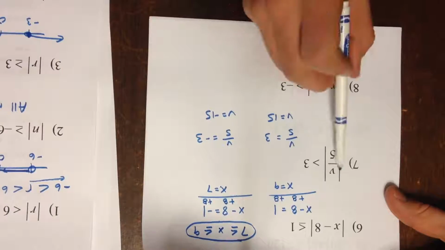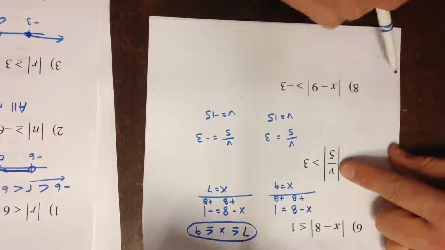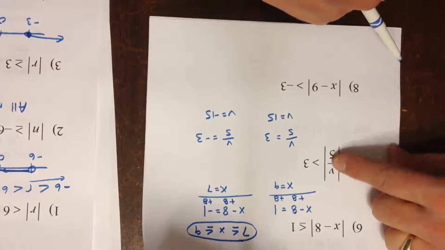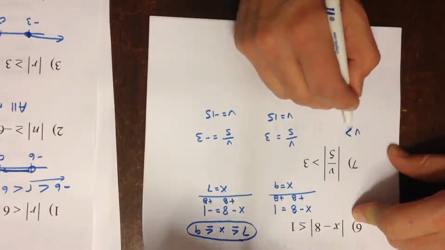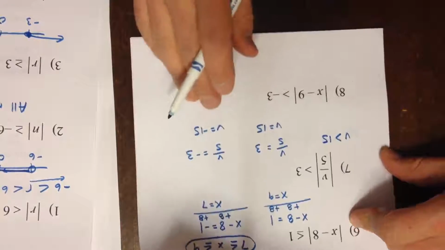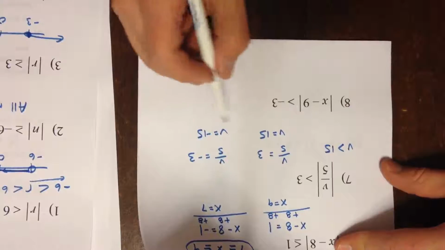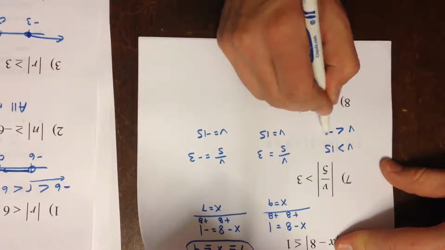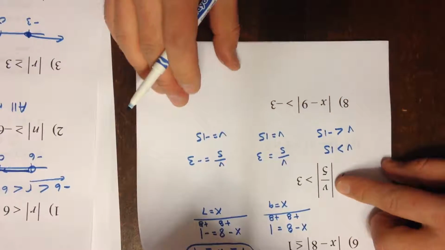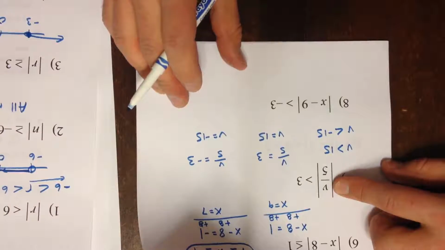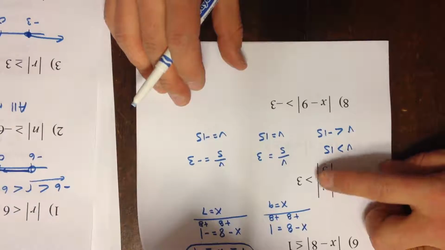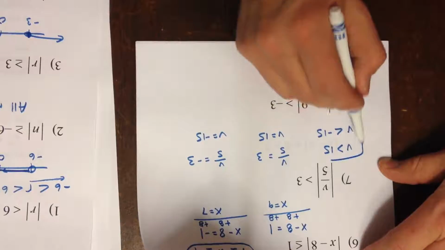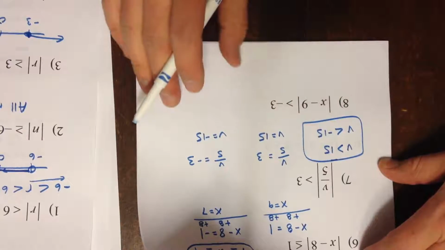Numbers greater than 15 would work here, because try 20. 20 divided by 5 is 4. 4 is greater than 3. So V is greater than 15 works, but then V's less than negative 15 would also work. Try negative 20. Negative 20 divided by 5 is negative 4, but the absolute value of negative 4 is 4, and 4 is greater than 3. So those two work.